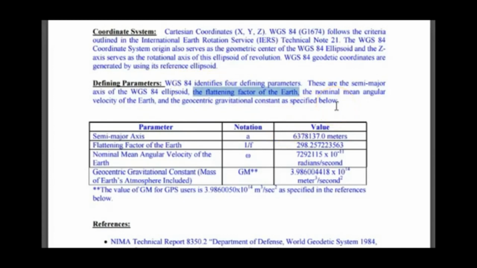There shouldn't be any argument there, people. The whole planet's not moving. That's a given. We're fixed. We're on a fixed flat plane. The moon is not creating the tidal waves. It's the nominal mean angular velocity of the outer layers that is allowing the waters to recede and come back on the shore.